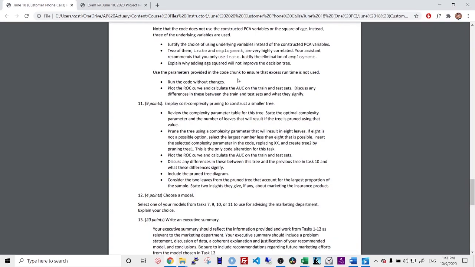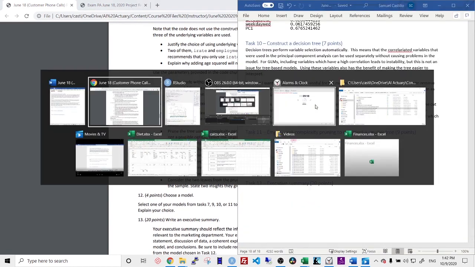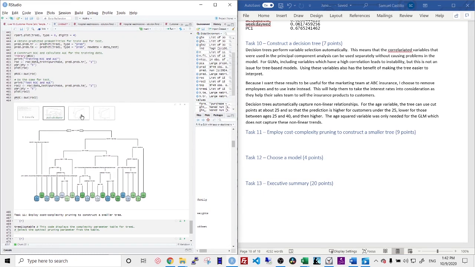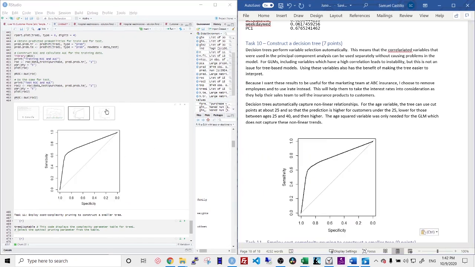Use the parameters provided in the code chunk to ensure that excess runtime is not used. Run the code without changes. Plot the ROC curve and calculate the AUC on the train and test sets. Discuss any differences in these between the train and test sets and what they signify. So let's look at the ROC curves. Here's the training set and the test set.